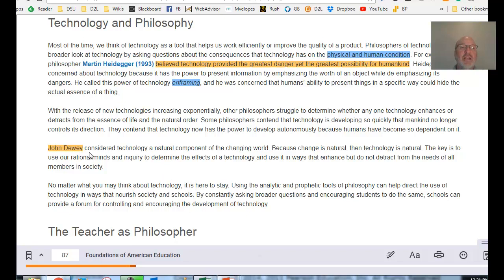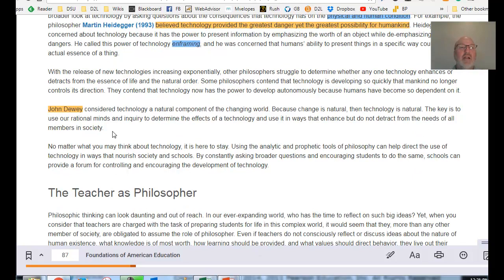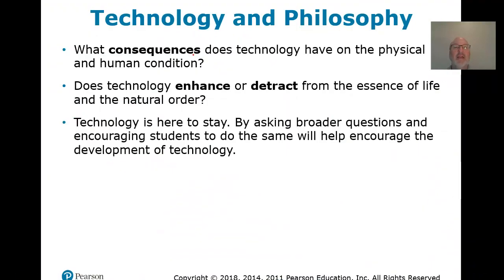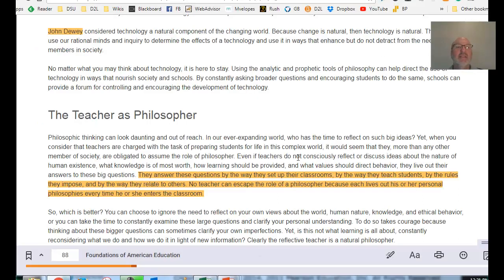And then it goes on here. This is really interesting. Do we consider technology a natural component of the changing world? Because change is natural, then technology is natural. Key to our rational minds, inquiry, determine the effects of technology. So he connects Dewey here and his physical. And does technology enhance or detract from the essence of life? Is here to stay by asking broader questions, encouraging students to do the same, will encourage the development of technology.